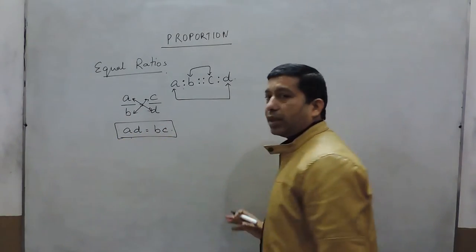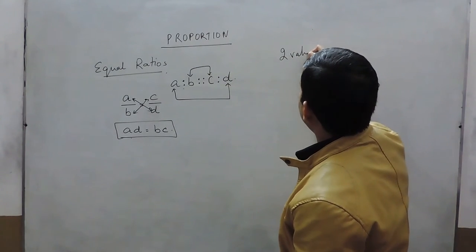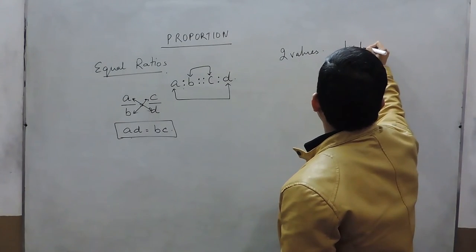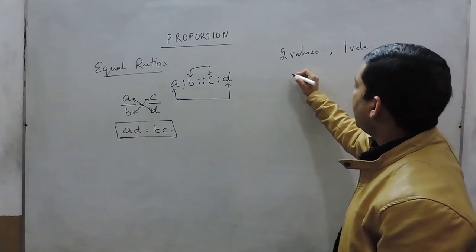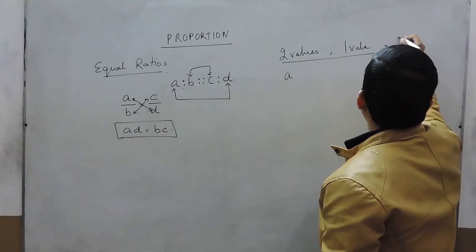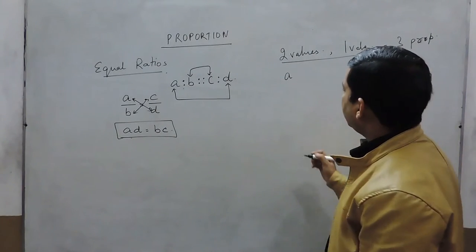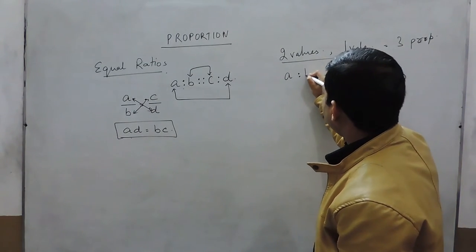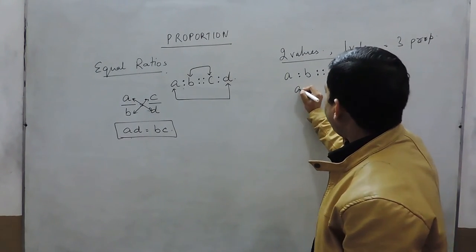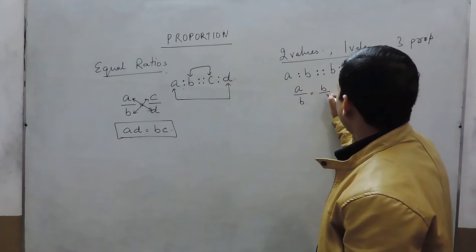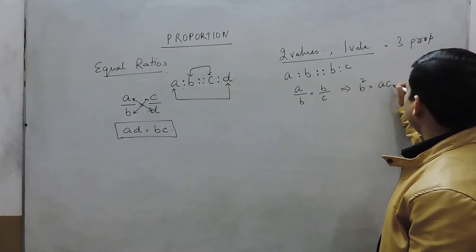Now when we talk about proportion, there are two types of questions. In one question, two values are given and one value we have to find out. When I say that two values are given and one value we have to find out, it means it is the question for 3 proportion. That means A ratio B, proportion B ratio C, or A upon B is equal to B upon C, which can further be written as B square is equal to A into C.